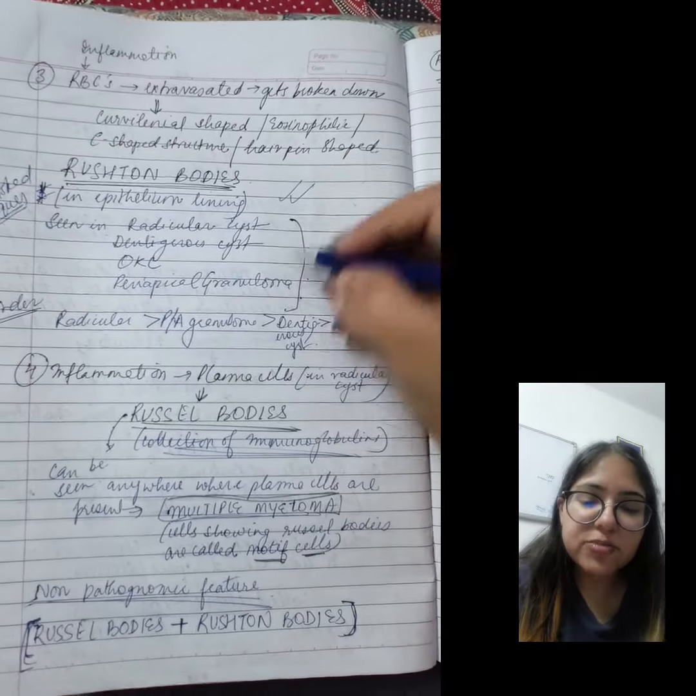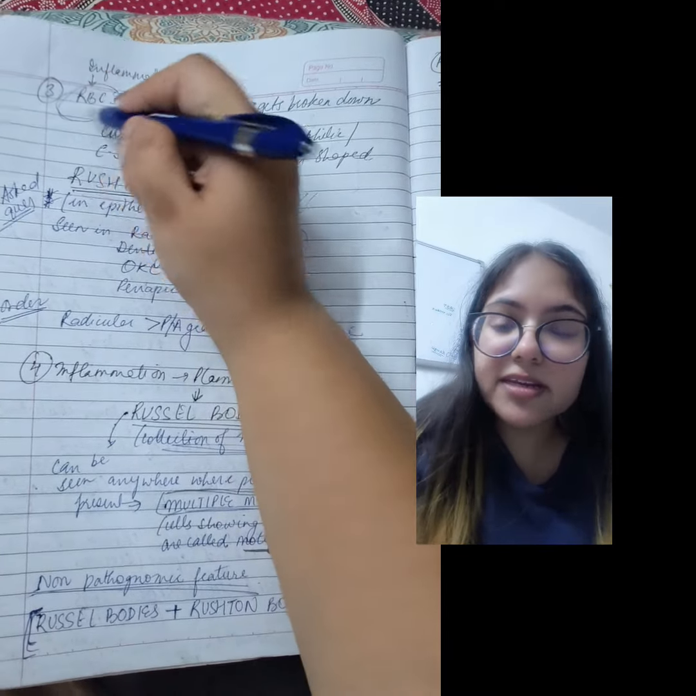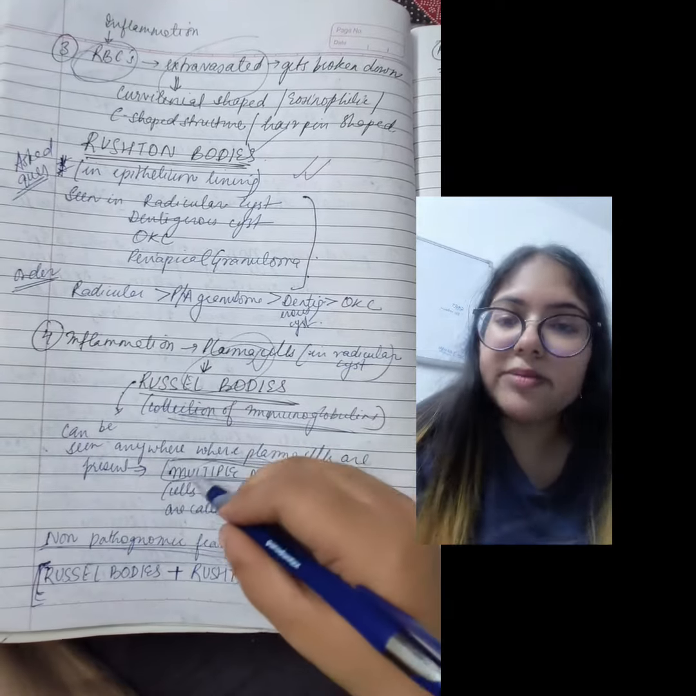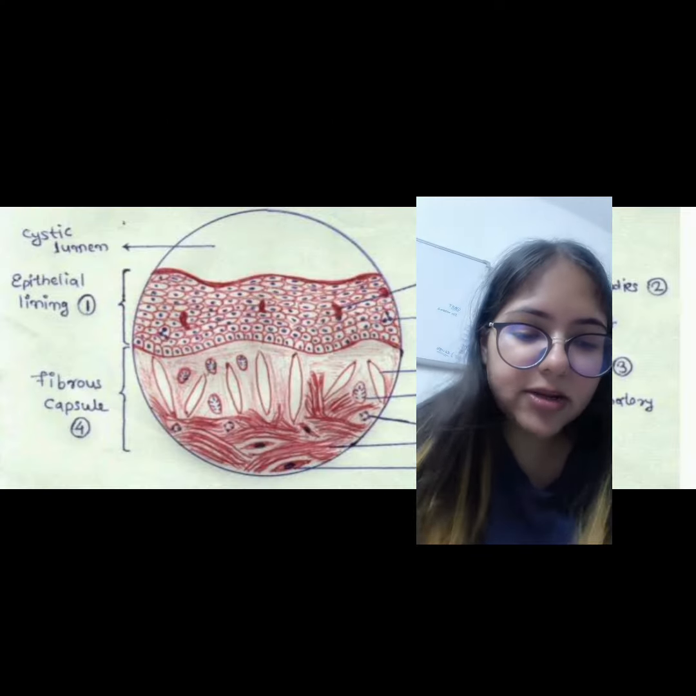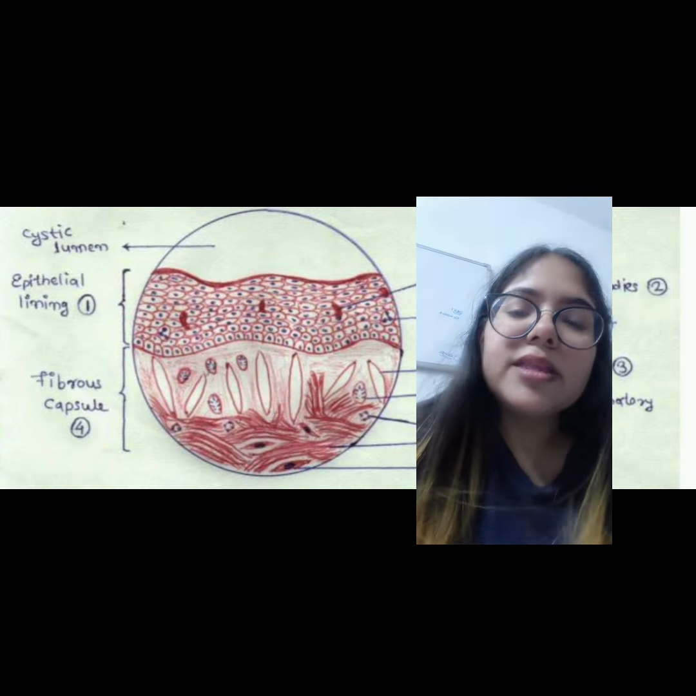Other findings are Rushton bodies and Russell bodies. Rushton bodies are formed from RBCs which get extravasated and broken down, forming C-shaped structures, also eosinophilic in nature, and are also found in dentigerous cyst, orthokeratinized cyst and periapical granuloma, whereas Russell bodies are derived from plasma cells and seen in multiple myeloma. This is all about radicular cyst.